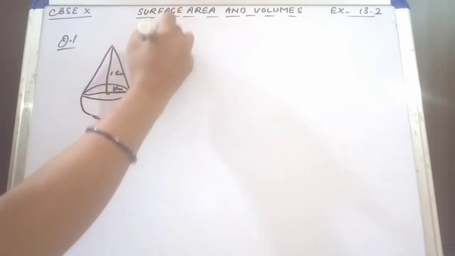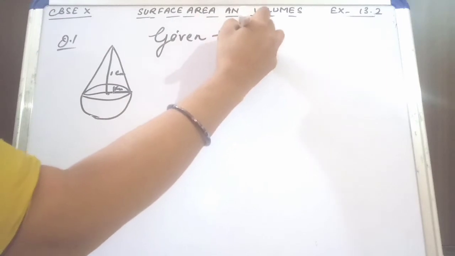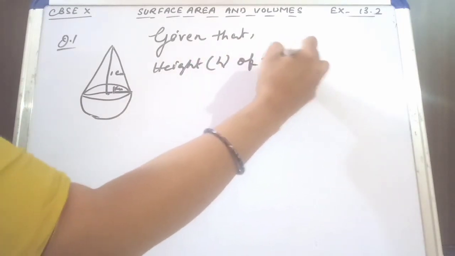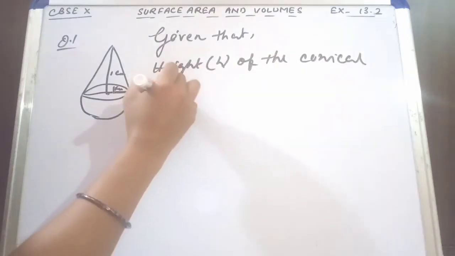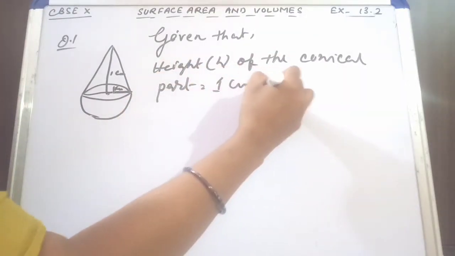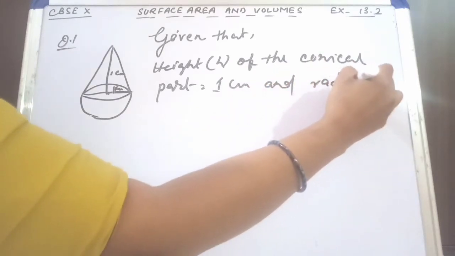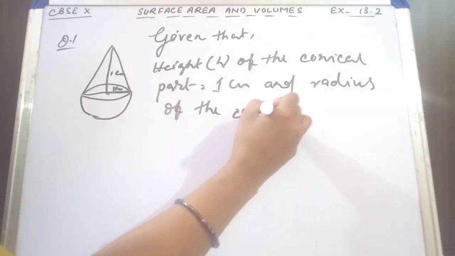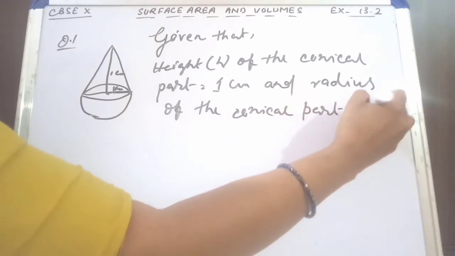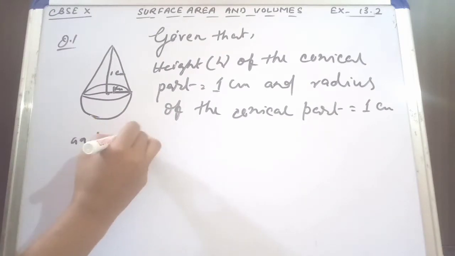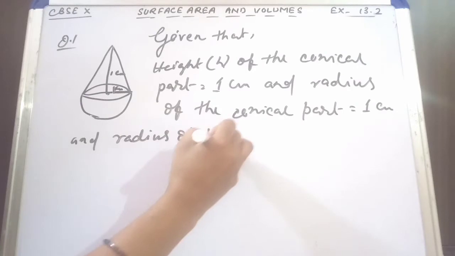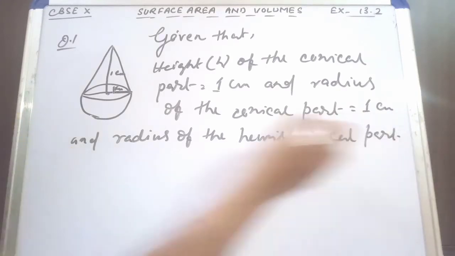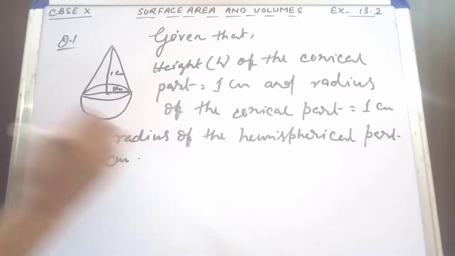So given that the height of the conical part is equal to 1 centimeter, and the radius of the conical part is equal to 1 centimeter, and the radius of the hemispherical part also is equal to 1 centimeter.